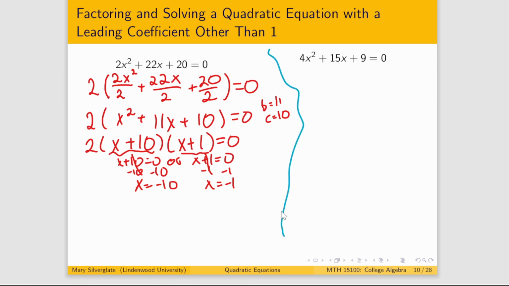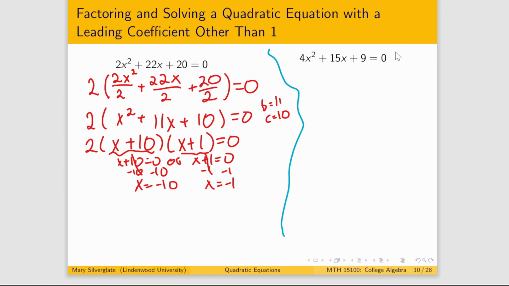But let's say it wasn't. Let's say you have more of a situation that you have over here, where I'm like, okay, does anything go into 4x squared, 15x, and 9? Unfortunately, no, because 15 and 9, 3 goes in, but 3 doesn't go into 4, and 4, 2 goes in, but 2 doesn't go into 15 or 9, so it can't do that.